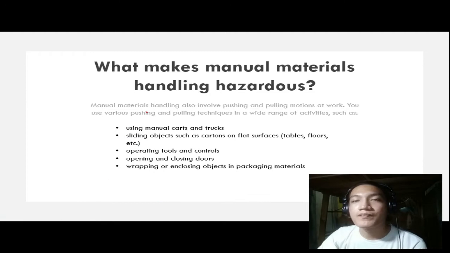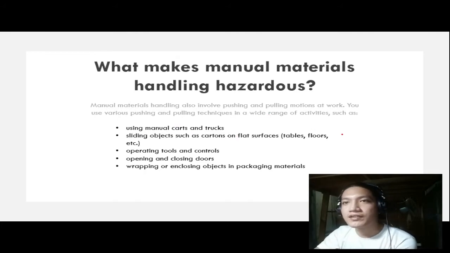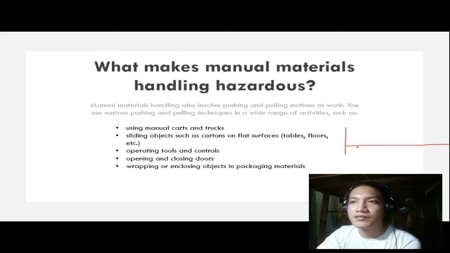Next is manual materials handling also involves pushing and pulling motions at work. You use various pushing and pulling techniques in a wide range of activities such as using manual carts or trucks. So the manual carts, we know those, this is what they look like. Very long. These are the wheels. Then there are boxes. Then you push it.